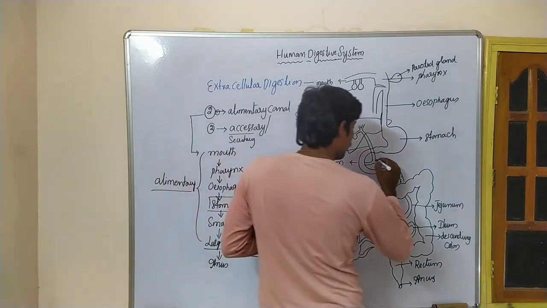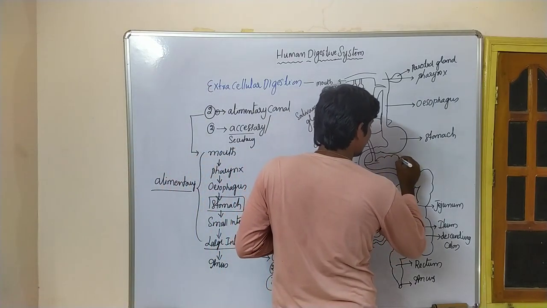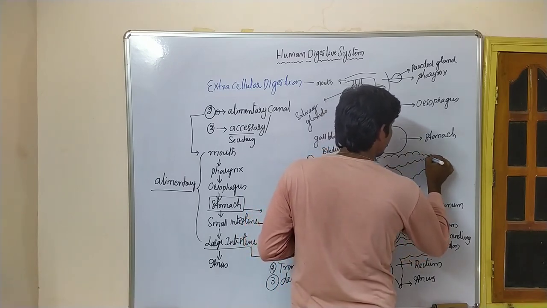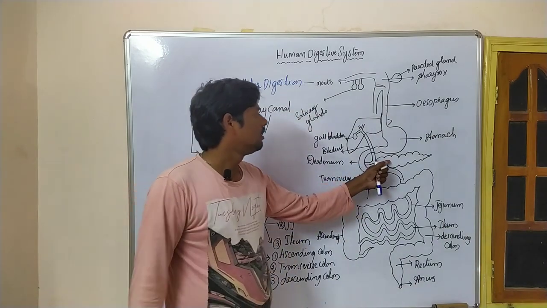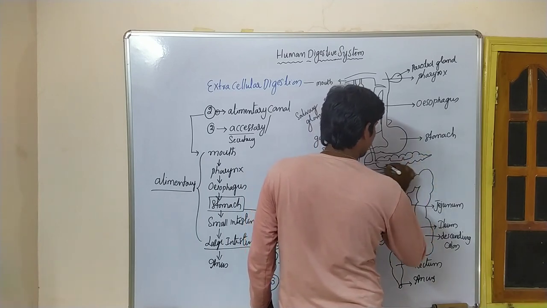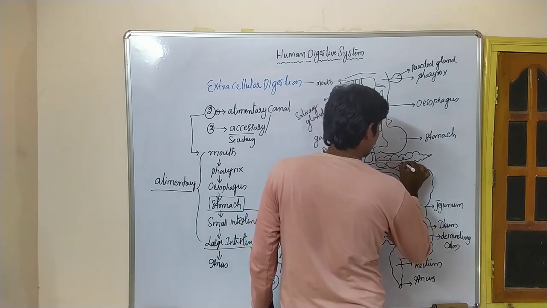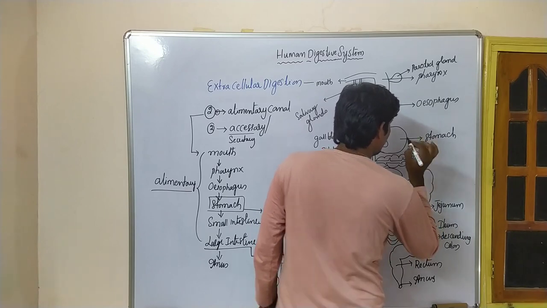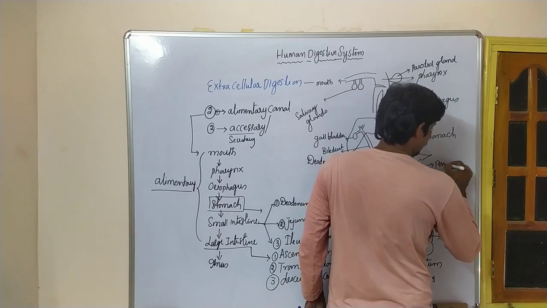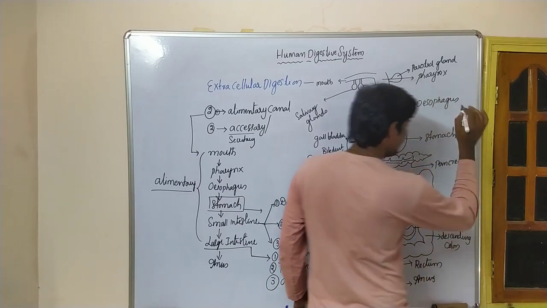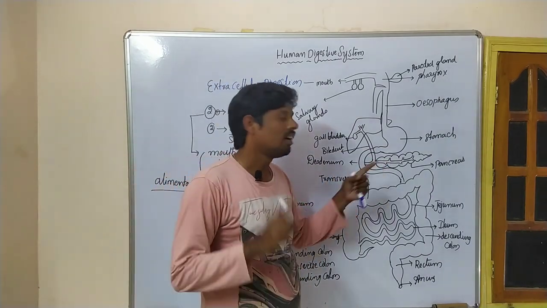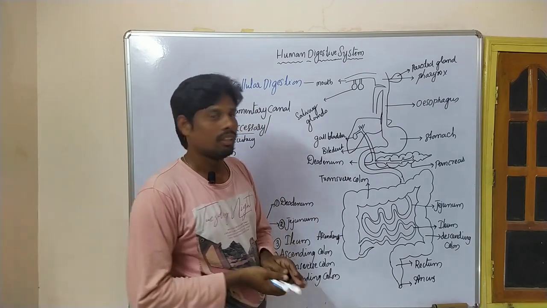So the next part of the accessory or secretory glands is the pancreas. This is the structure of the pancreas. It looks like a leaf-like structure. So this one is the pancreas. See, the pancreas is an organ. It contains both endocrine and exocrine systems.